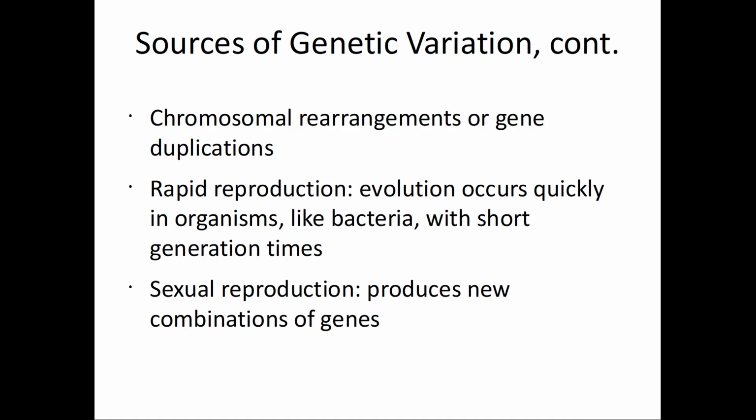Chromosomal rearrangements or gene duplications. You may recall when we talked about meiosis that during meiosis you have some crossover events where we begin moving genes around the chromosomes. This happens to a larger extent in plants, where we have these transposable elements that move around the chromosomes.